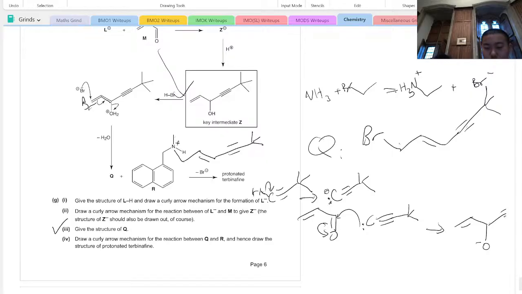Bro, we spent 20 minutes on this page. Is this supposed to be an easy question? No, it was hard. I didn't get it in first year. How do you not get this in first year, bro? I didn't know what curly arrow was. So yeah, it's a shame. Come on, I believe in you.